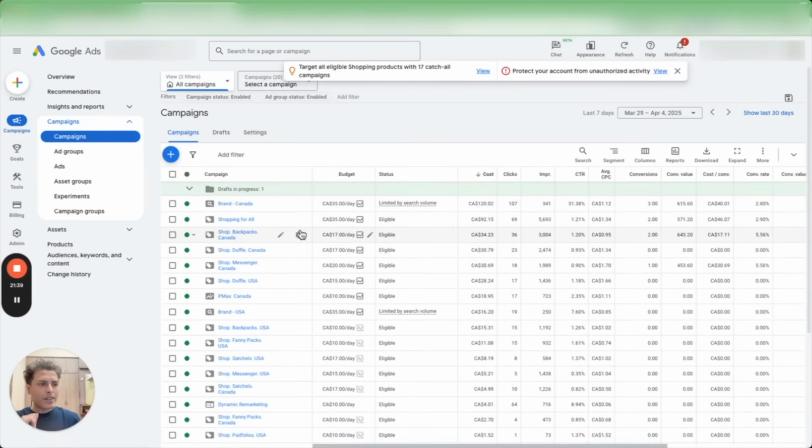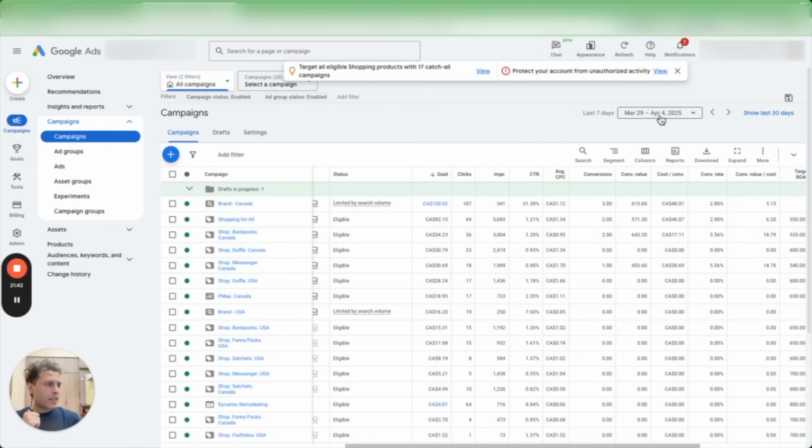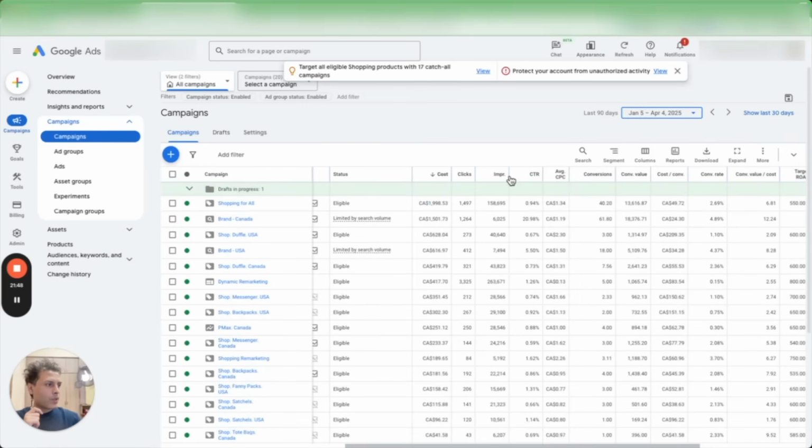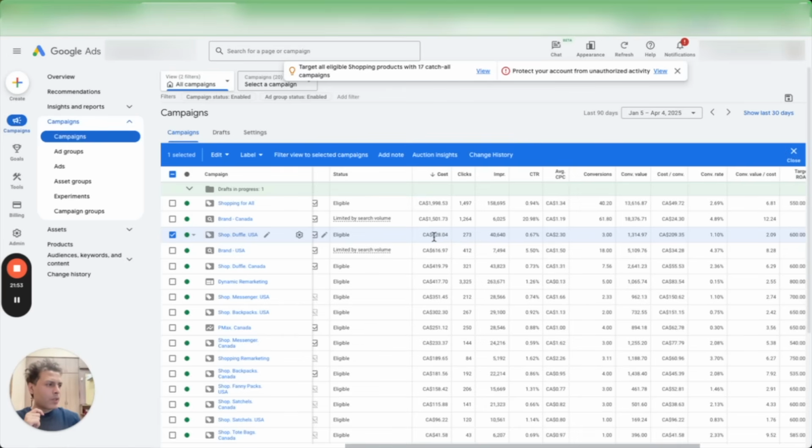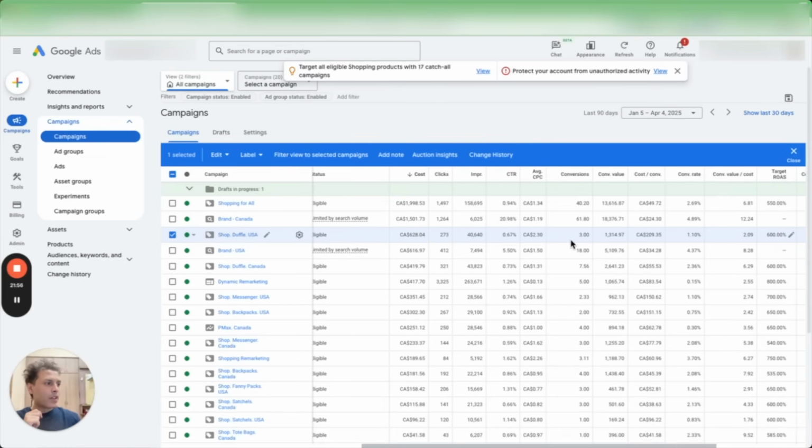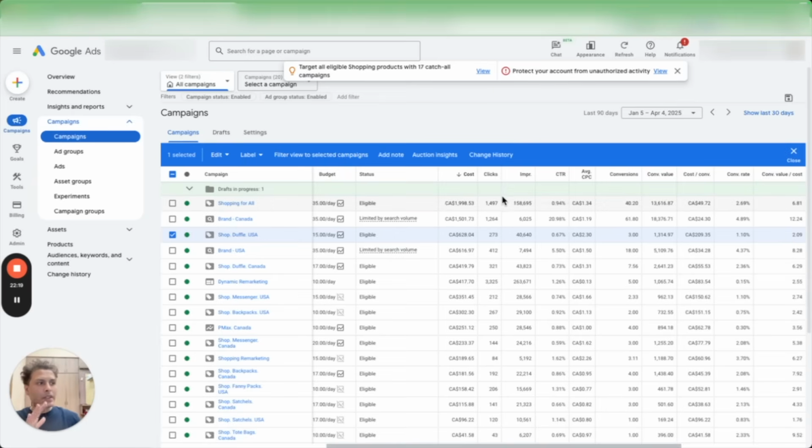Now let's quickly discuss one of the good campaigns, let's say in the last 90 days. Let's see how much money we have spent. In duffel bags, we've spent almost $600 and got 3 conversions with not a very good ROAS, 2.09. If I want to spend less on this campaign, then I should increase the target ROAS, which is something I've already done. So we won't be spending more than that, but this is the last 90 days.